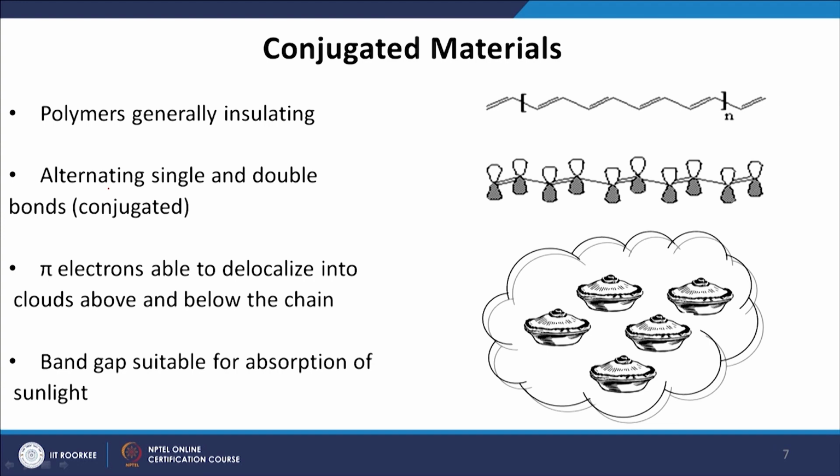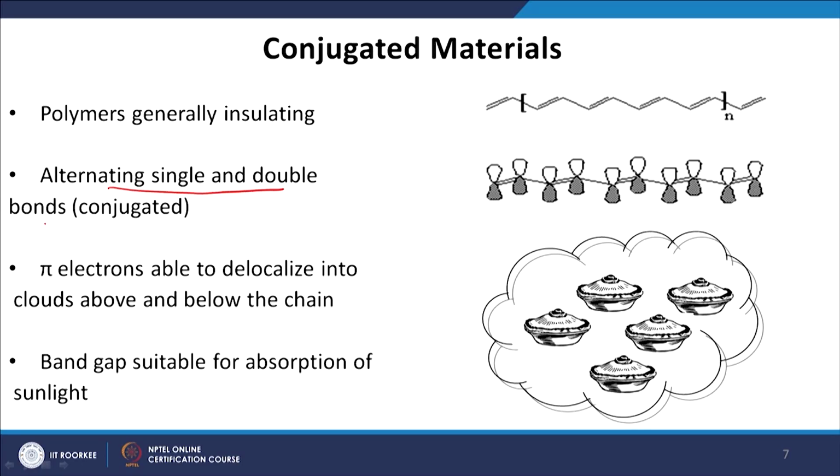Now polymers are generally insulating. If you touch your drinking water bottle or your Coca-Cola bottle, usually you do not get an electric shock. Why? Because this kind of material does not conduct electricity. But if you insert alternating single and double bonds inside the polymer structure, what you call a conjugated structure, then the polymer will be able to conduct electricity. For example, look at this structure: here I have an alternating single bond, then a double bond, then a single bond, then a double bond.